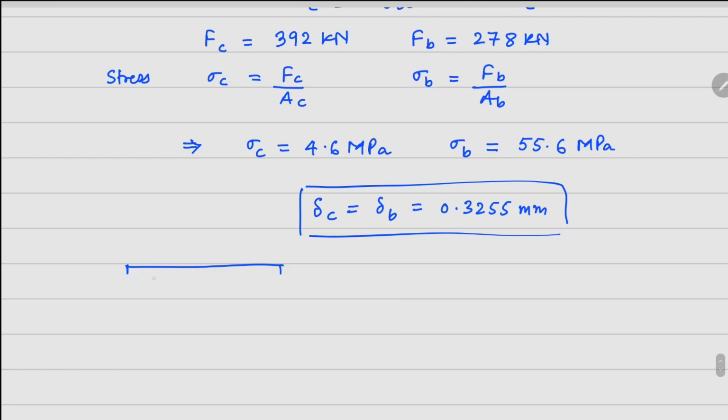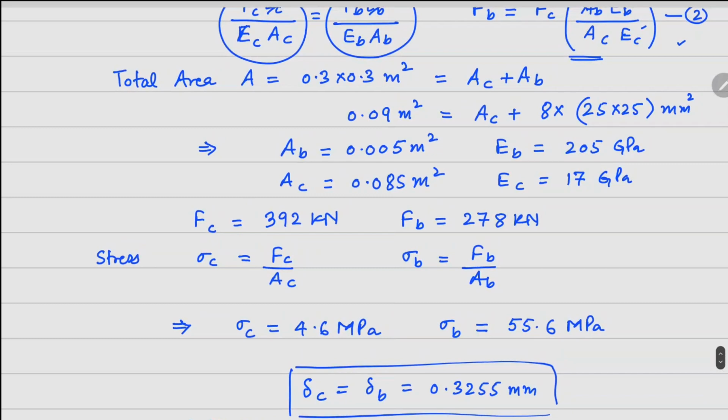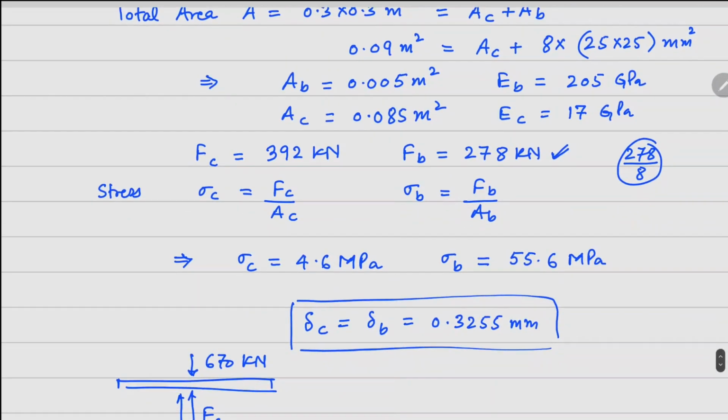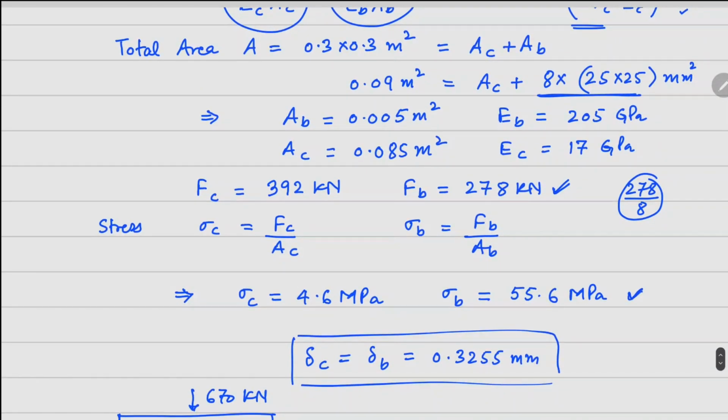So in this problem, internally at the end we can see that this 670 kilonewton force that was coming from the top was balanced by the concrete force and your FB force, which is basically 8 times individual member forces. So there were total 8 reinforcing bars there, so this total force will be equally divided. So each one of them will be taking 278 divided by 8, and since area is also divided, stress is not going to change. Force is divided, area is also divided, so stress is going to come out the same there.